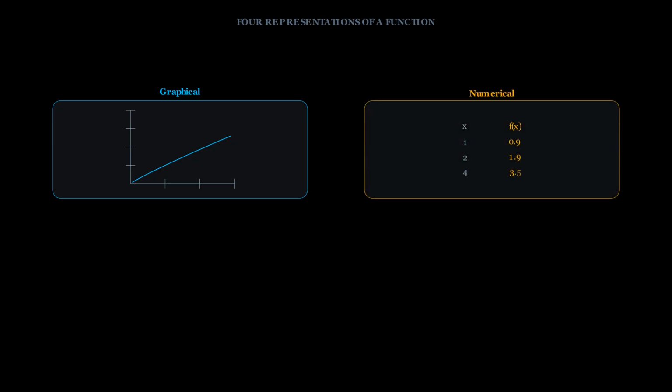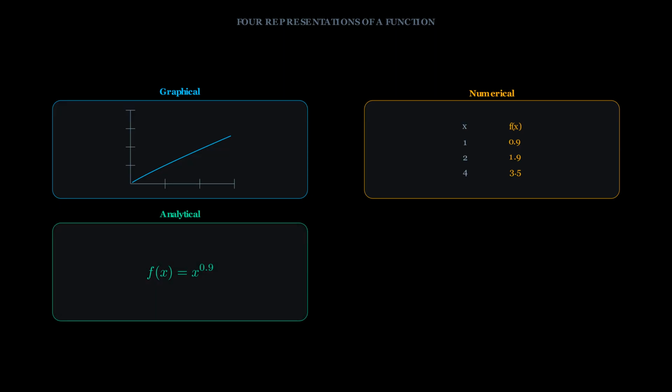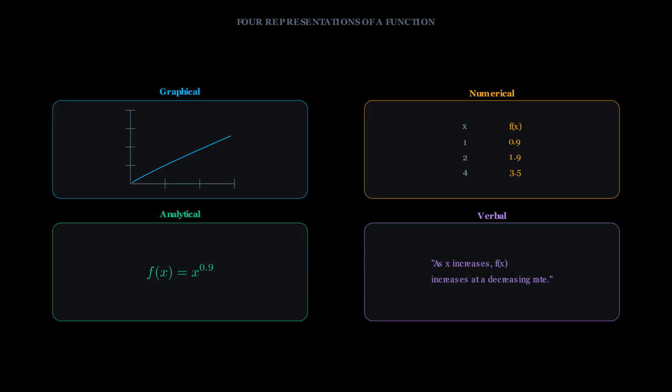In AP Precalculus, every function concept is expressed four ways. Graphically, as a curve on axes. Numerically, as a table of input-output pairs. Analytically, as an equation or formula. And verbally, a written description of how the quantities change.